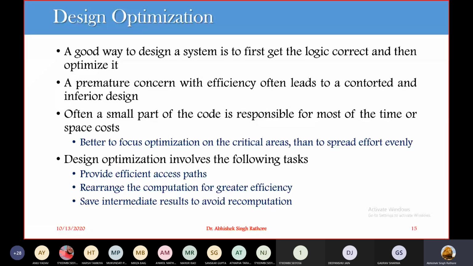In the case of design optimization, we had worked on refactoring. When we are in refactoring, we are saying that we would like to make our system optimal, or at least some operations are suboptimal. So the next consideration is the optimized design of our system. When we are designing a system, a good way is to first get our logic correct, and then optimize it.